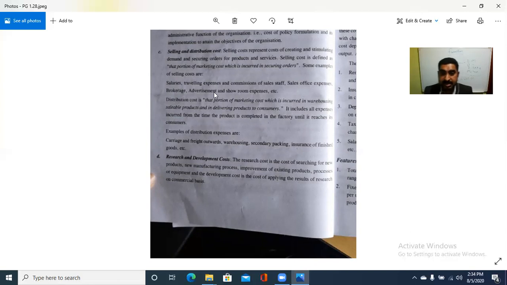So the research cost is the cost of searching for new products, new manufacturing processes, improvement of existing product, processes or equipment, and the development cost is the cost of applying the result of research on commercial basis.